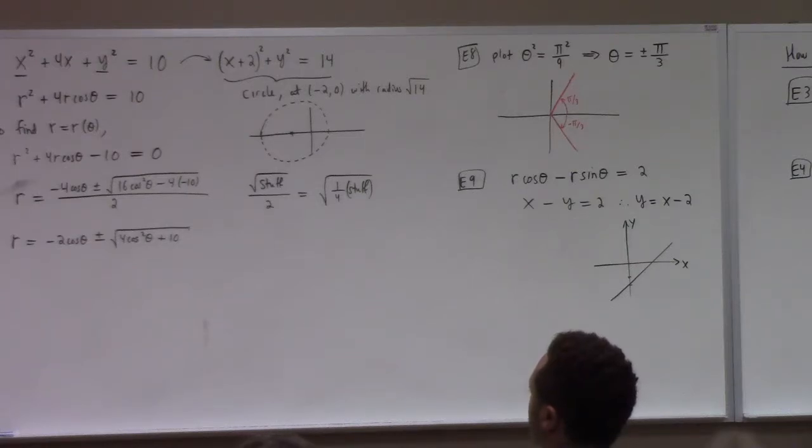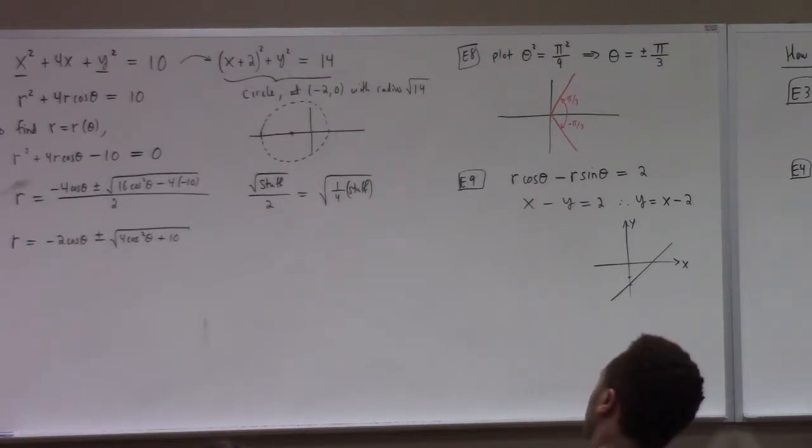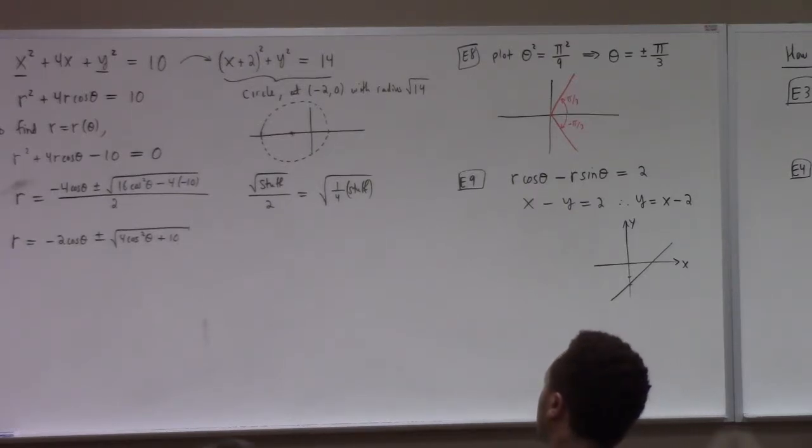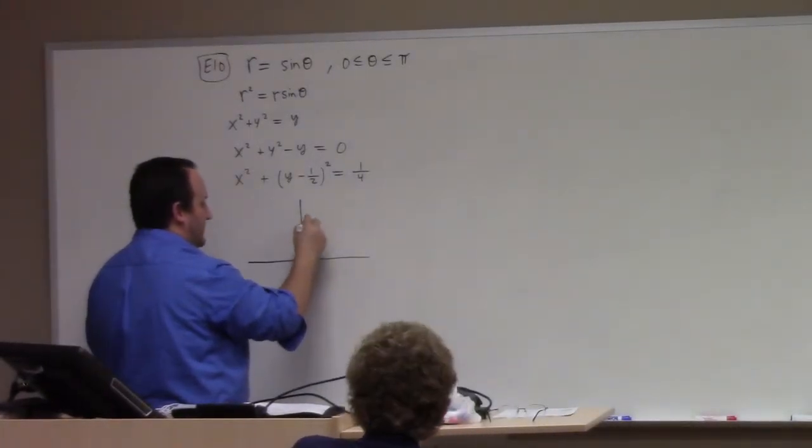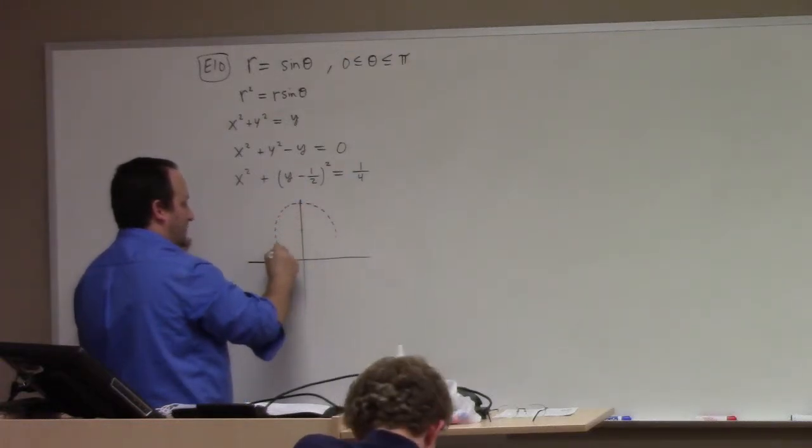Multiply by r. Right? Multiplying by r gives me what? x squared plus y squared equals y. Right? Which gives me that x squared plus y squared minus y equals 0, which gives me that x squared plus (y minus 1/2) squared equals 1/4 by completing the square. Lo and behold, it's a circle, radius 1/2, centered at (0, 1/2). That's not a bad way to do this one. It's faster than what I'm about to show you.